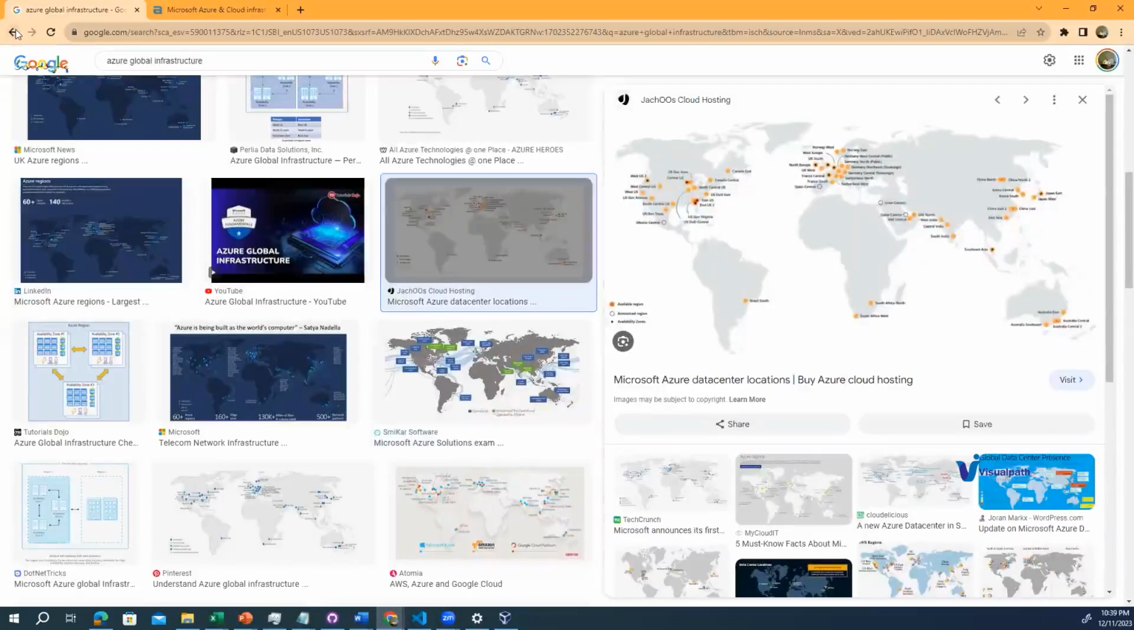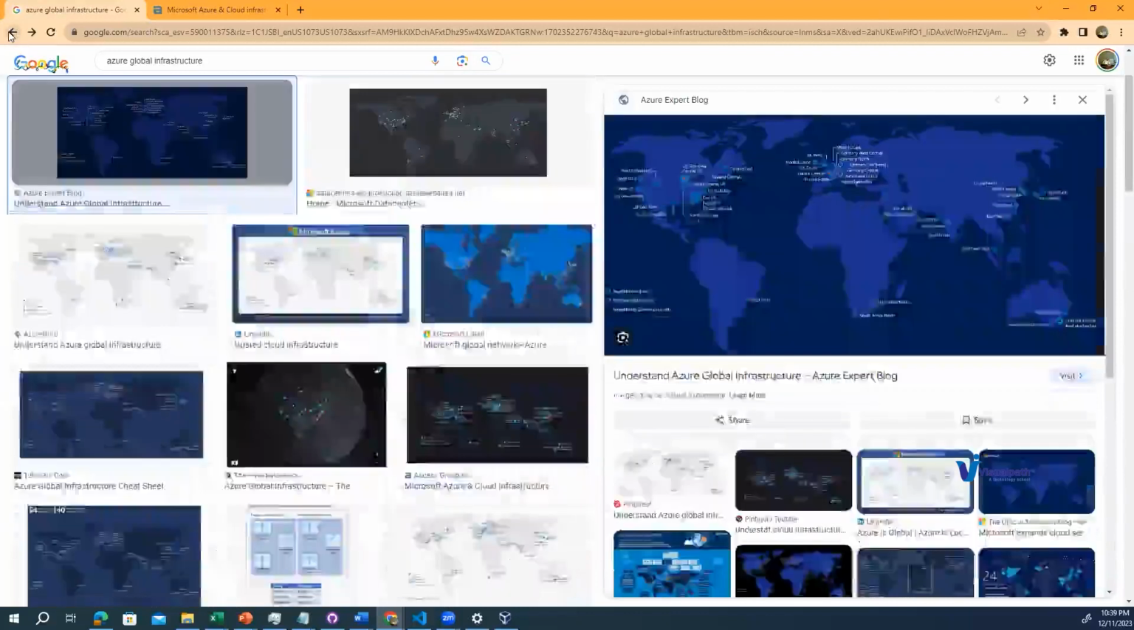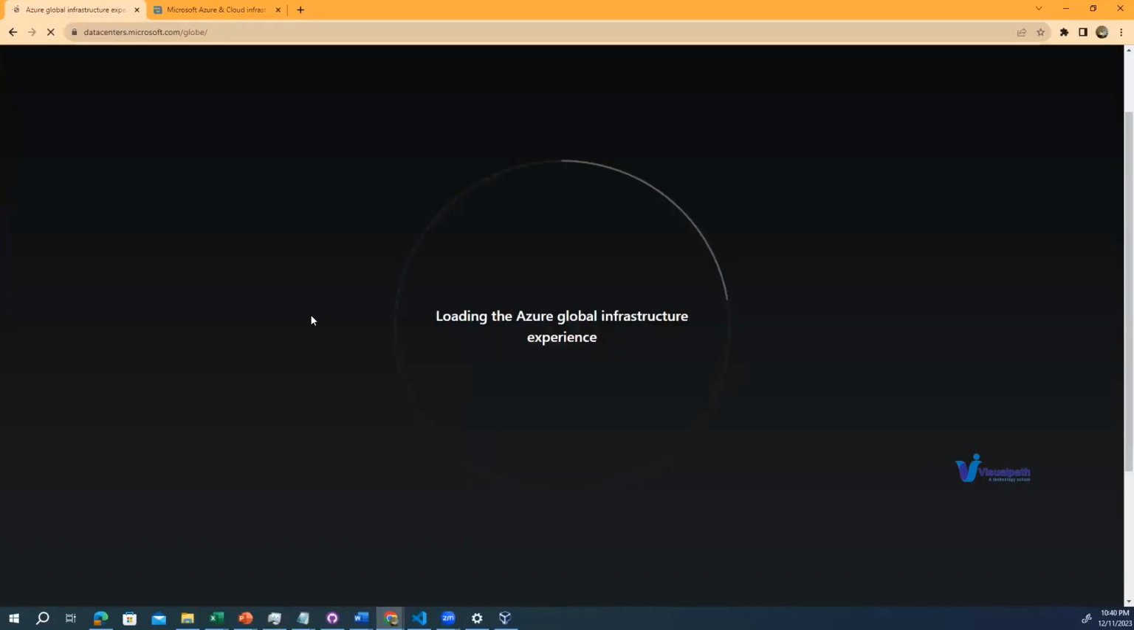I just want to demonstrate one thing to show you this diagram here. One minute. Launching this AWS Global Infrastructure Experience.